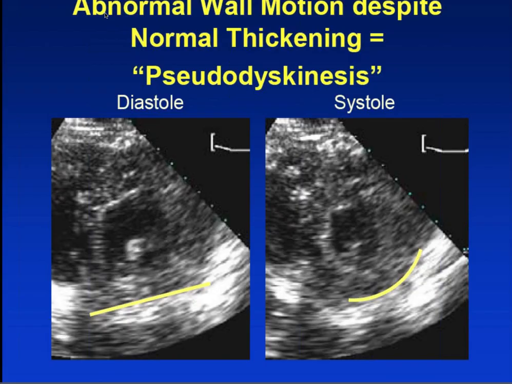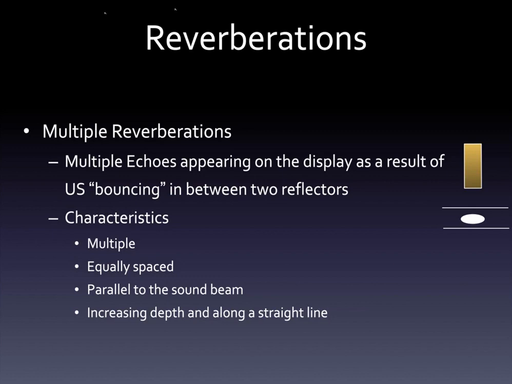Okay, so this is actually the slide that's shown. It often affects the inferior wall as well as the posterior wall, because that's where the heart sits on the diaphragm. Okay, so reverberation is defined as multiple echoes that appear on the display as a result of ultrasound bouncing in between two reflectors.